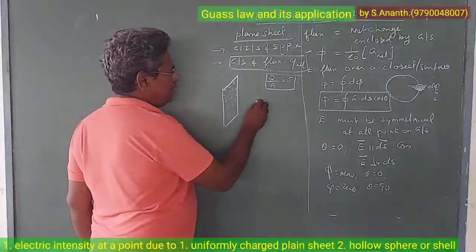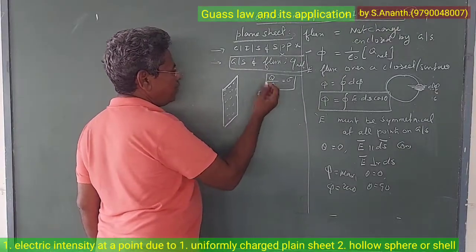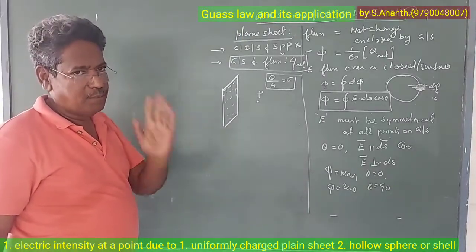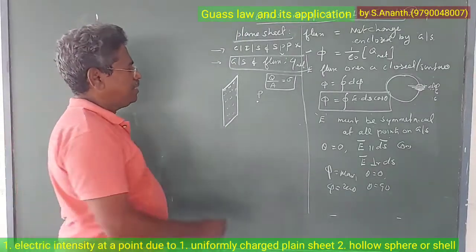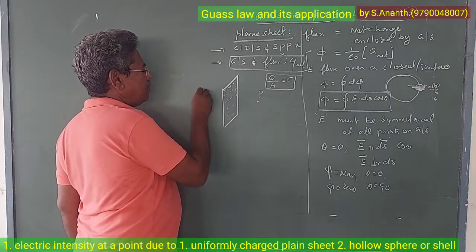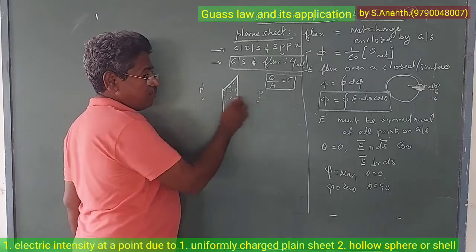In the sheet, if you want to find the electric field at the point P, by symmetry, I repeat, Gauss law is applicable only for a symmetrical surface. By symmetry, the number of lines of force crossing at P and the number of lines of force crossing at P dash, at equal distance from the sheet, are equal.